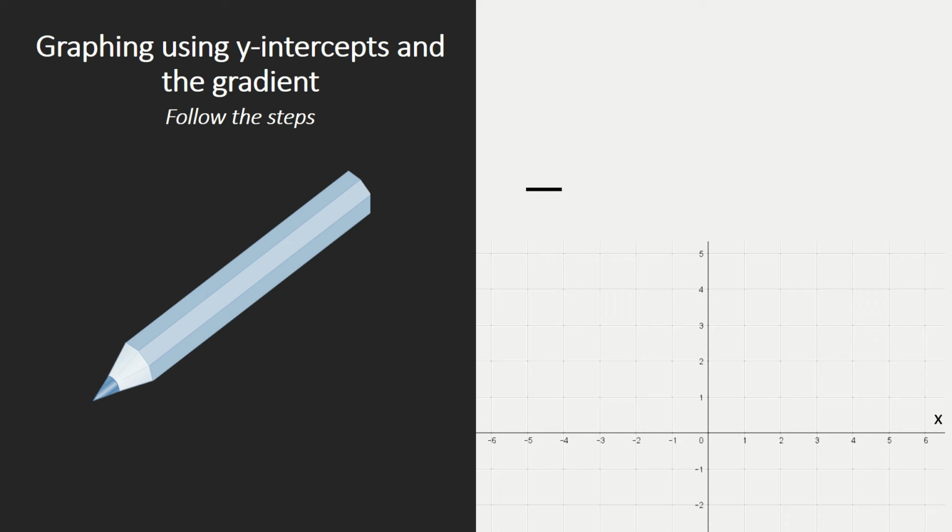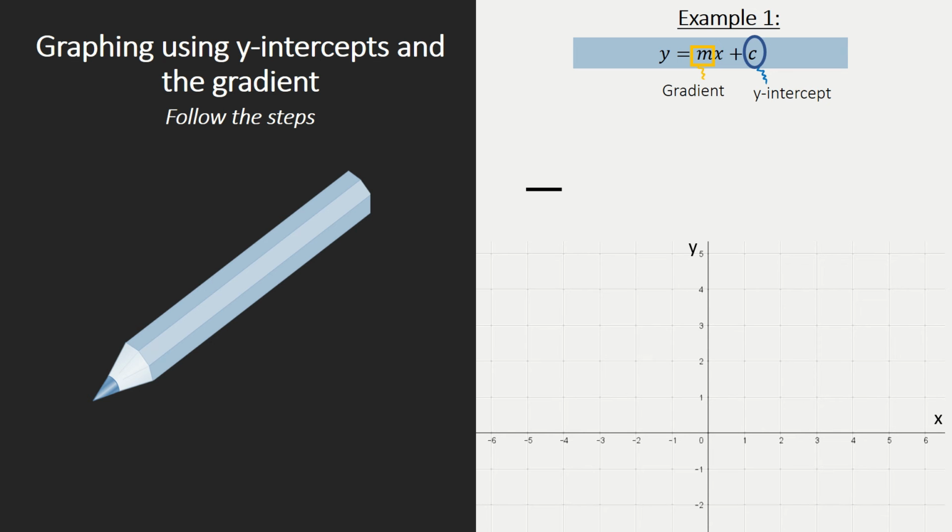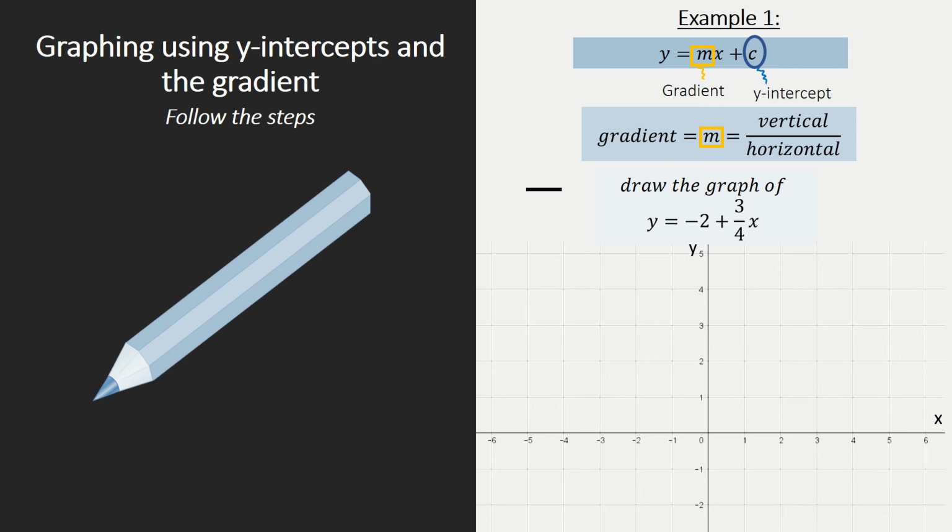So when you're going to graph an equation, you first of course need to draw a set of axes. Do not forget the x and the y. So the first example. Please remember from the last video that our standard formula for linear equations is y equals mx plus c, where m is equal to the gradient and c is equal to the y-intercept. The formula for the gradient was equal to vertical divided by horizontal. Those two things are really important when we're going to graph lines.